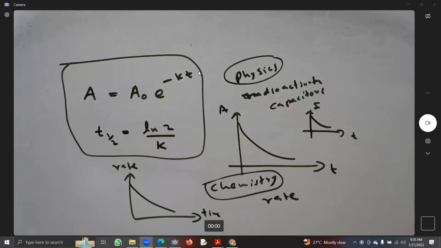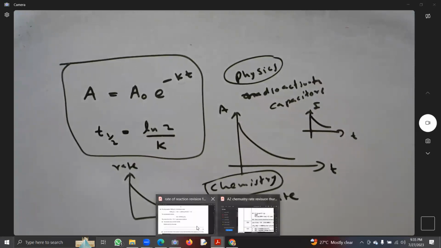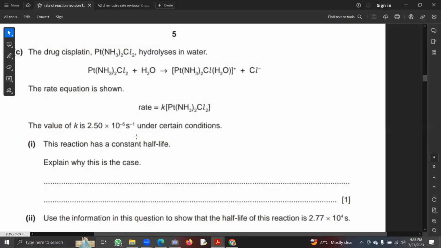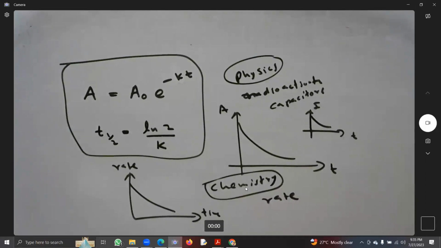So for chemistry, it's just rate. Is it the rate constant? No, not rate of reaction, it's the rate constant, K. So the equation can be used for chemistry in terms of rate only. The rate chapter is rate of reaction. Yes, correct.